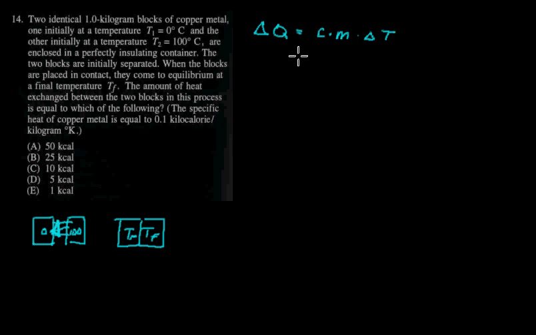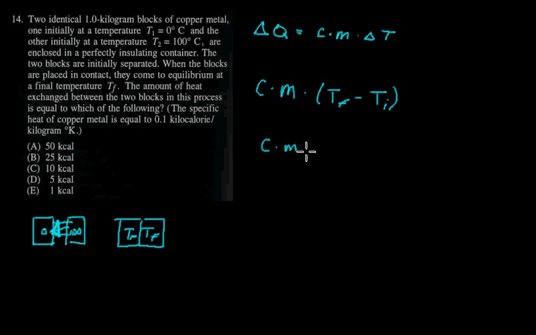And so we can equate two of these. I'll start with the 0-degree block and look at the amount of heat gained. What I'm doing is this is going to be temperature final minus temperature initial, and I'm going to put these equal to each other.